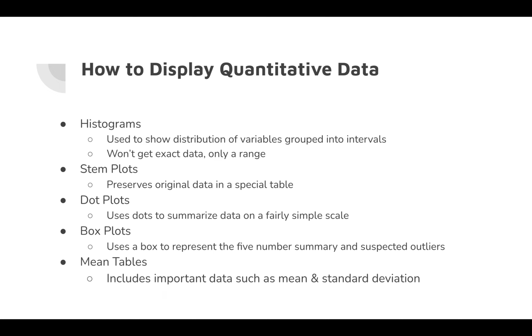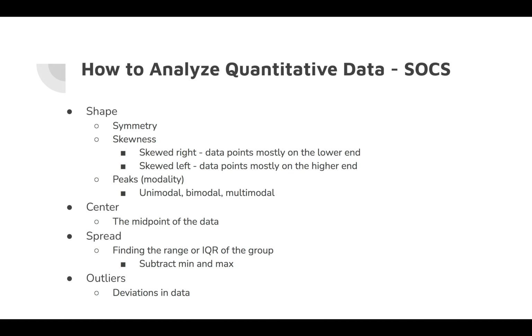The data from quantitative variables can best be displayed in histograms, stem plots, dot plots, box plots, and mean tables. We will now dive a bit deeper into some of these. With number-based data, we can measure more than just frequency, such as shape, center, spread, and potential outliers.